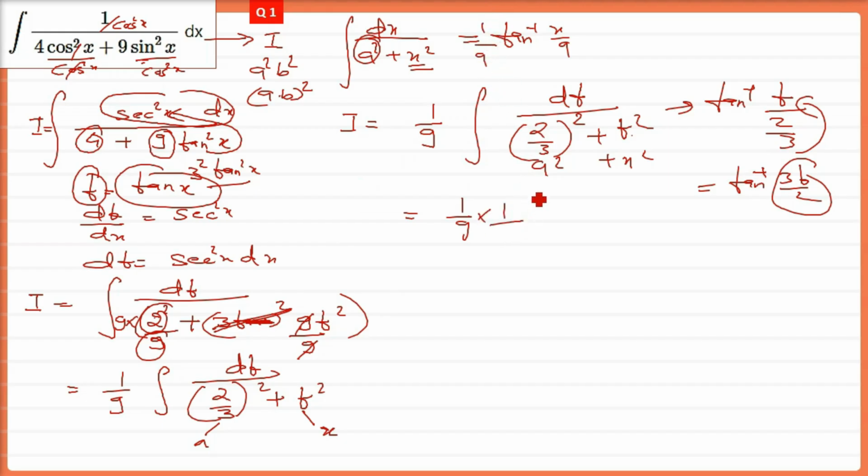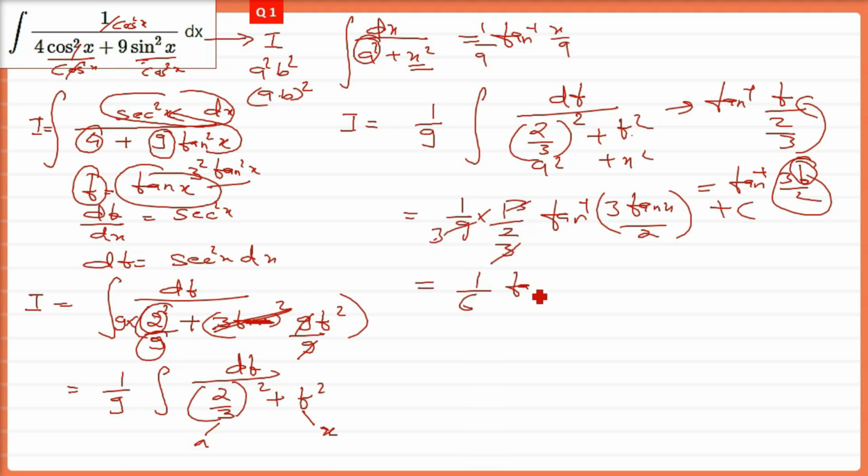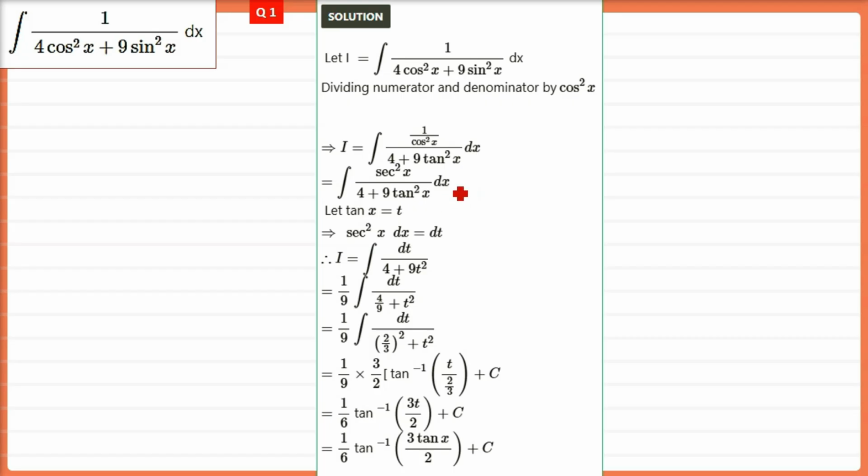1 by a, which is 1 by 2 by 3, and tan inverse x by a, which is t divided by 2 by 3. So 3 goes up, 2 comes down. What will this 1 by 9 into 1 by 2 by 3 give you? This will give you 1 by 6 tan inverse 3 tan x divided by 2 plus a constant of integration. So that's your integration, that's your final integration. And this is your final result also. So this is the result I was talking about.